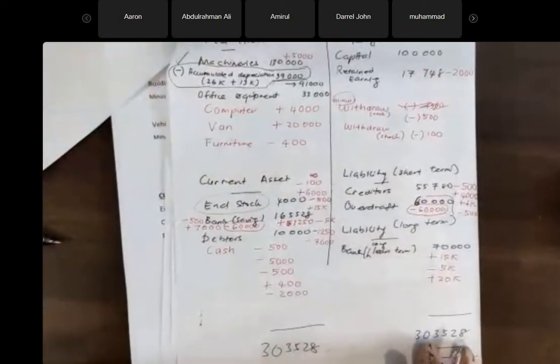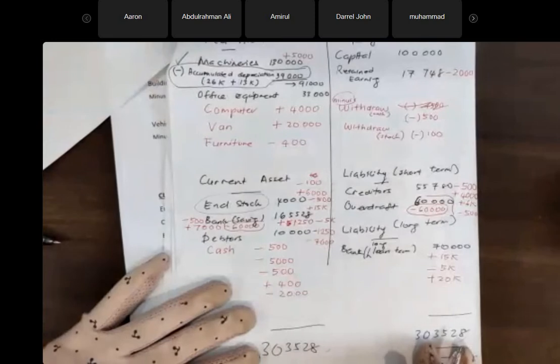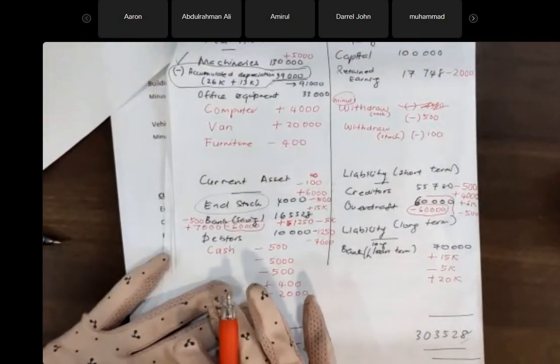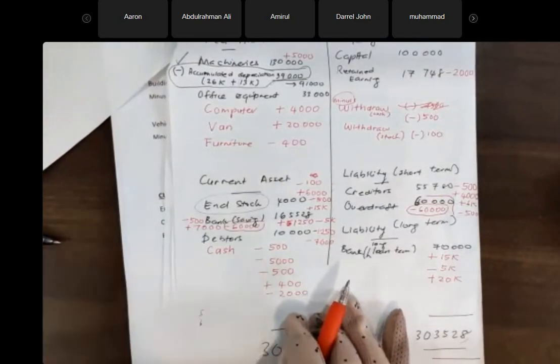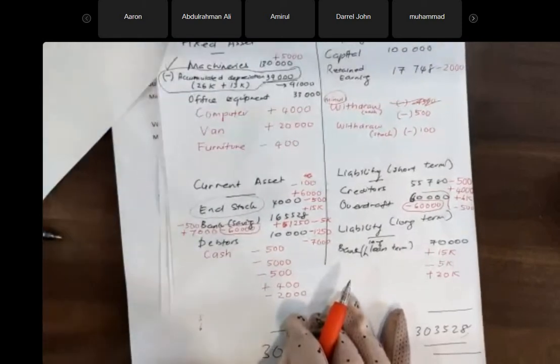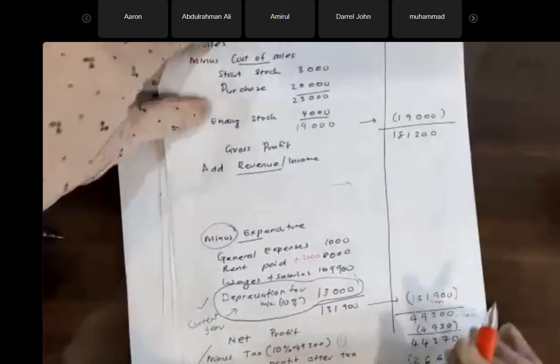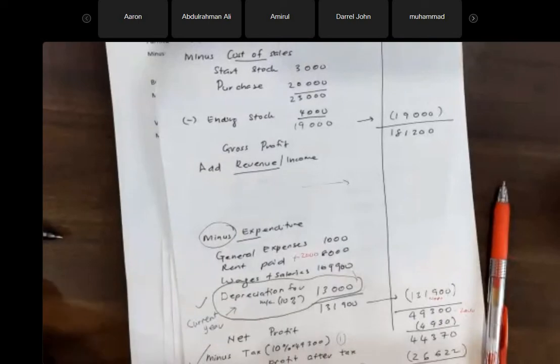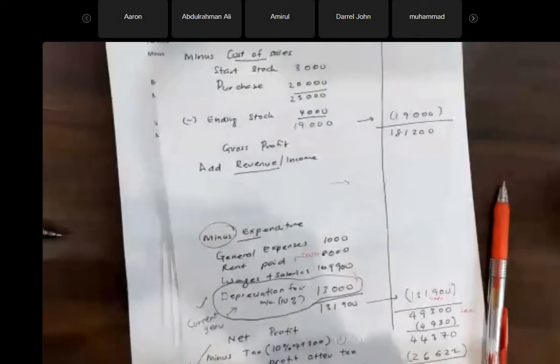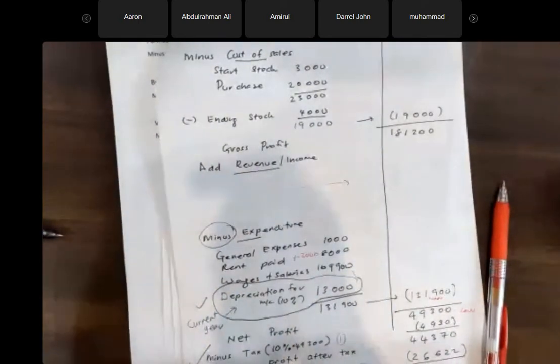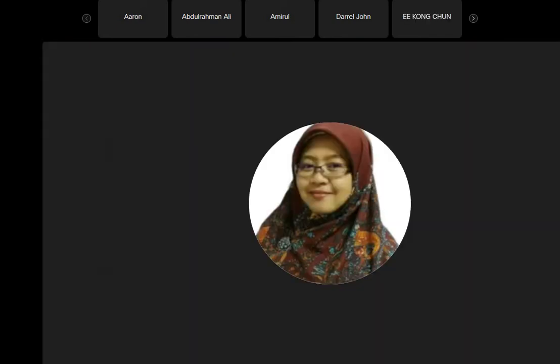Okay. If there is no question, I want to proceed to the last for the financial accounting ni. That is ratio. Ratio ni we have to look more to the formula. We have to always refer to the formula.